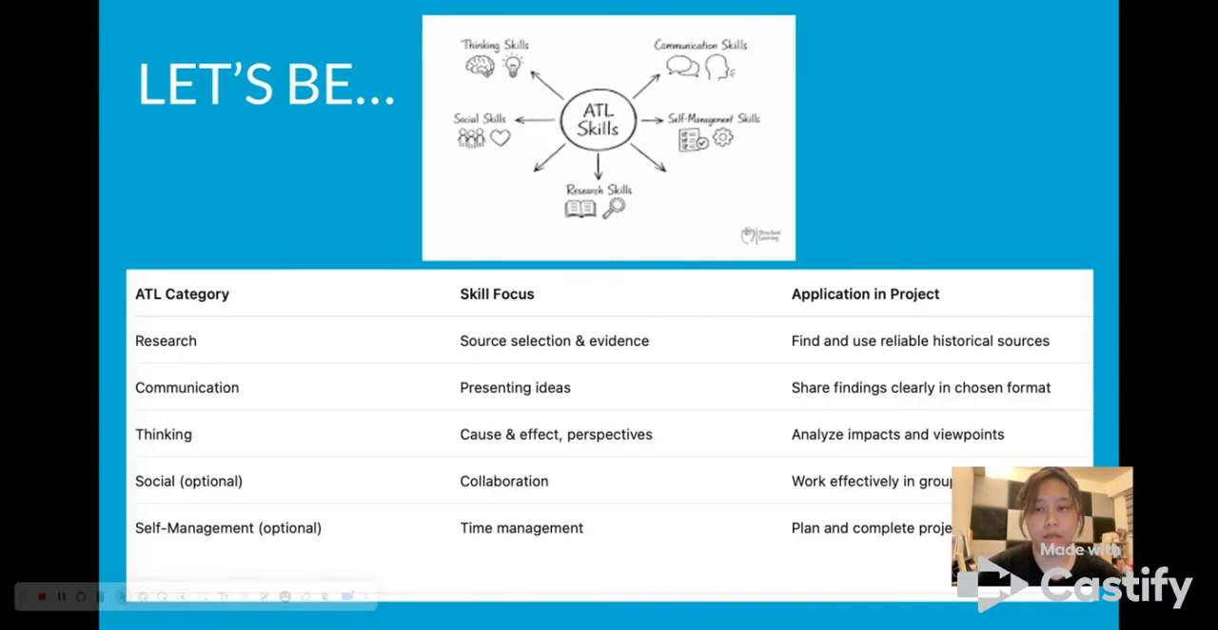But otherwise, I think we've been trained pretty well with a lot of things for this project. I only need you to try research, communication, social skills and thinking, but social skills is actually optional. Self-management is optional, okay? But I do think that it's important. But I will look at thinking, communication, research mostly, okay? We only have 4 weeks, so let's try our best to aim for all 3 ATL skills.